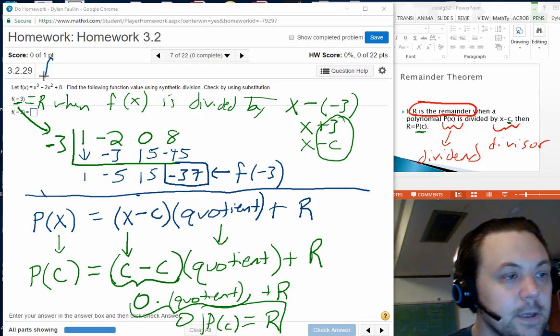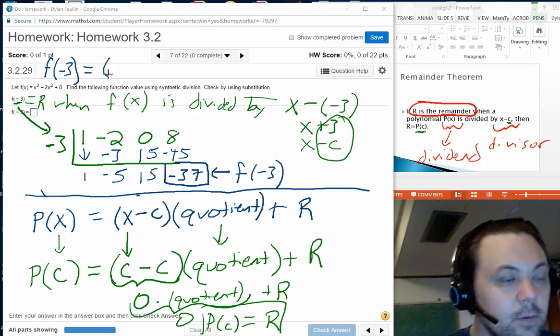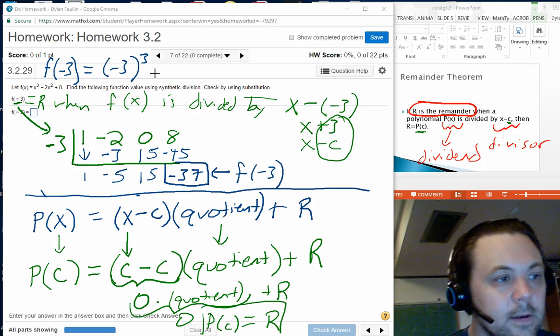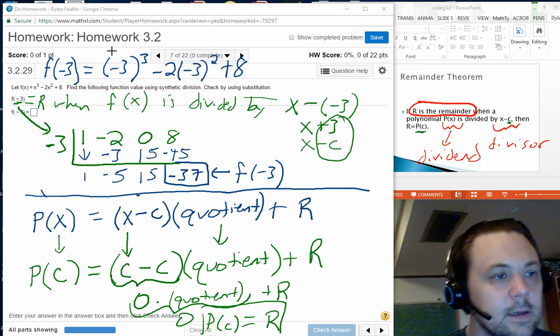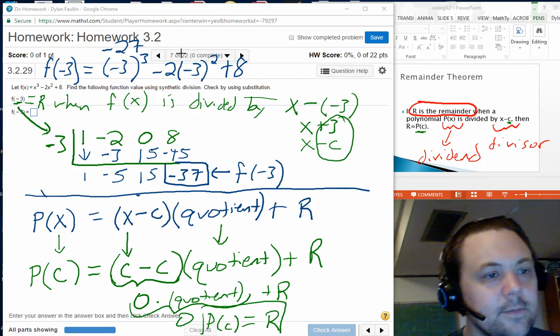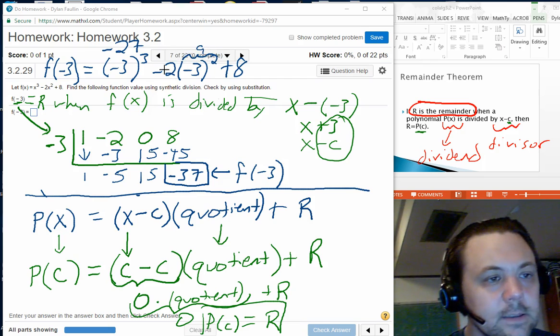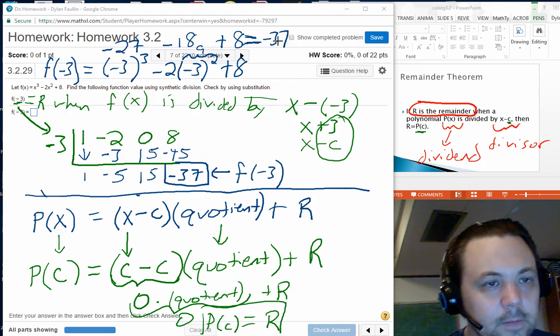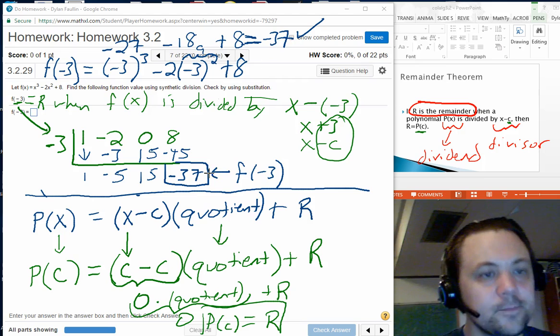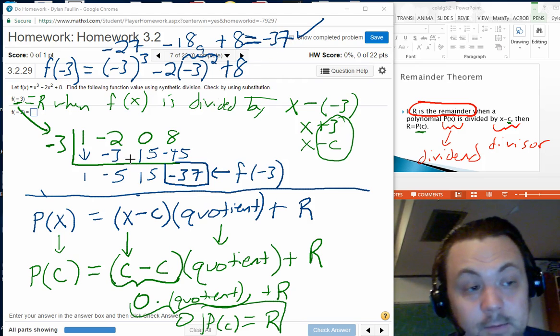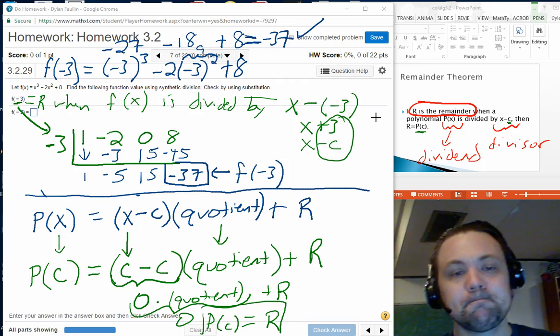Let's just check though to see if we get the same thing doing it that way. So if we were to do it in the normal way by substitution, we'd have negative 3 to the third power minus 2 times negative 3 squared plus 8. Negative 3 to the third power is negative 27. This will be positive 9, so negative 2 times 9 will be negative 18 plus 8. And we do indeed get negative 37 if you want to check that. So it works out. Get the same answer, but I think we get it quicker and easier using synthetic division.